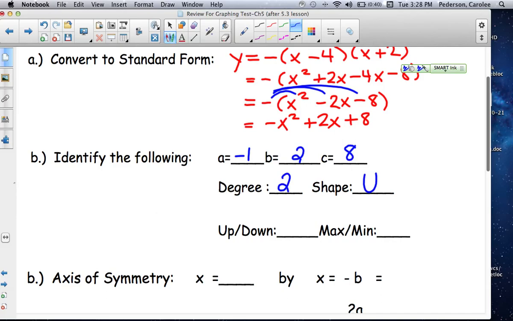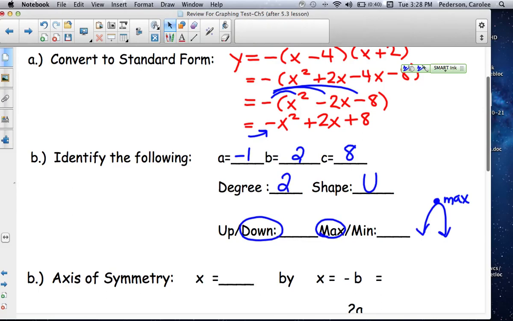Now we have to identify, does this graph open up or down? This graph opens down because the leading coefficient, the a, is negative 1. So that means my graph is going to look something like this, where I have the maximum point, the vertex, right there. Give you a little time to write that up, that second step, part B. And then we'll move on to the axis of symmetry and vertex.